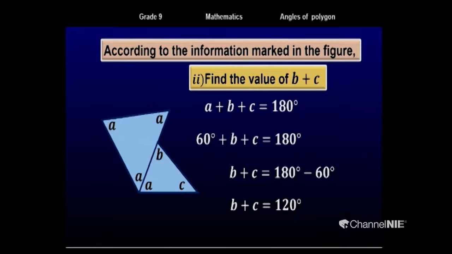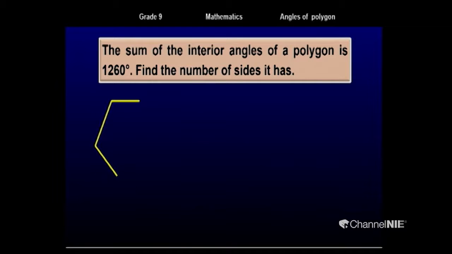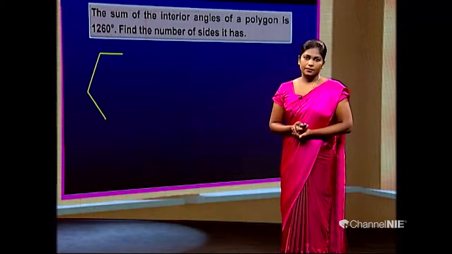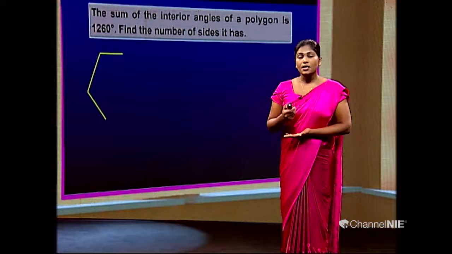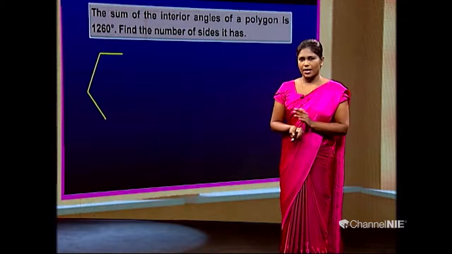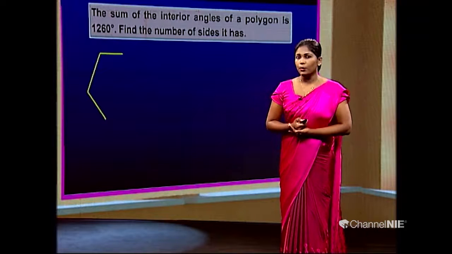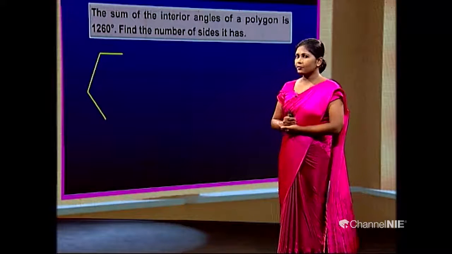Okay children, we found the value of A and B plus C also. Then we have to consider the other question. There is a difference from the previous questions because the sum of the interior angles is given. Now you have to find the number of sides. How to do that? Do you have any idea about that? Now you know the formula. So you can write the formula.